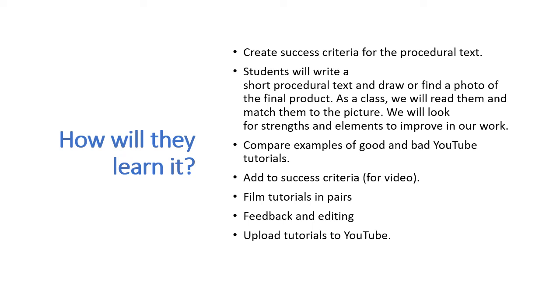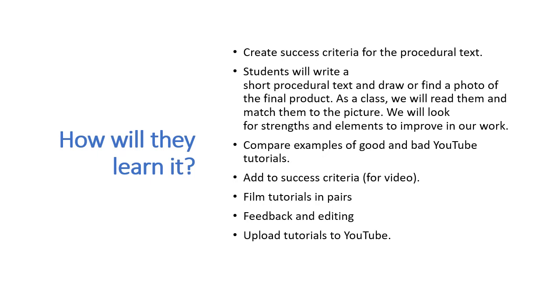We'll create success criteria for the procedural text. That's not done right away. It's done after the students have seen some examples and done some learning so that they can come up with the criteria for what makes a successful procedural text. Students will write short procedural texts and draw or find a photo of the final product. As a class, we'll read them and match them to the picture. We'll look for strengths and elements to improve in our work.